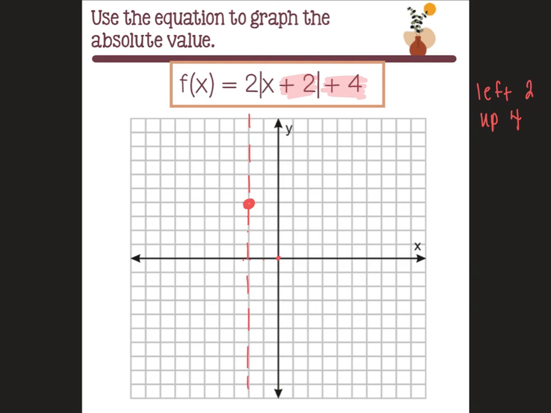The next thing you do is you look at your A, which is whatever's out in front. Since this A is positive, it's going to open up. The A is your slope, and so it's technically 2 over 1. So I'm going to start at my vertex, and I'm going to count up 2, right 1, up 2, right 1. And then you just want to make it match on the other side. So here is your graph.